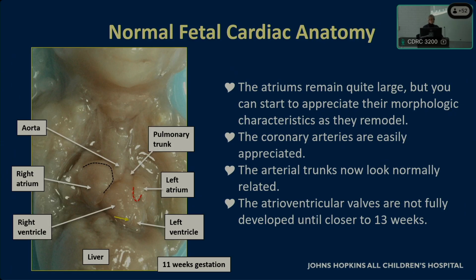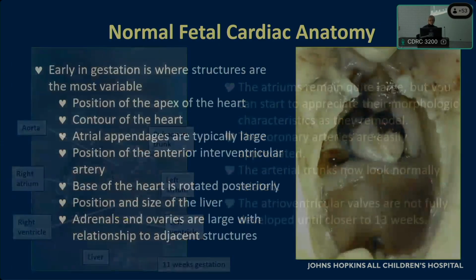The atrioventricular valves, I will mention, are not fully developed until closer to 13 weeks or during 13 weeks. And I'll show you towards the end of this what they look like. And when I'm training people to look at these fetal cases, I have to point these things out because at 13 or 13 and a half weeks, they may call tricuspid valve dysplasia or mitral valve dysplasia when it really isn't. It's just a progression of that normal development.